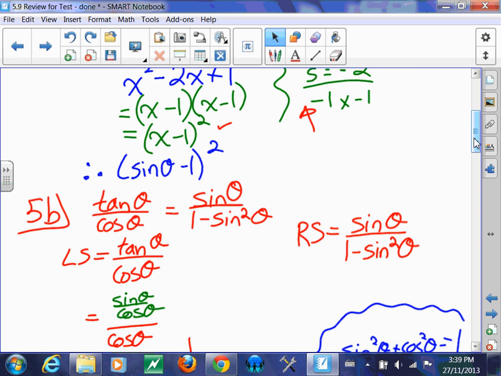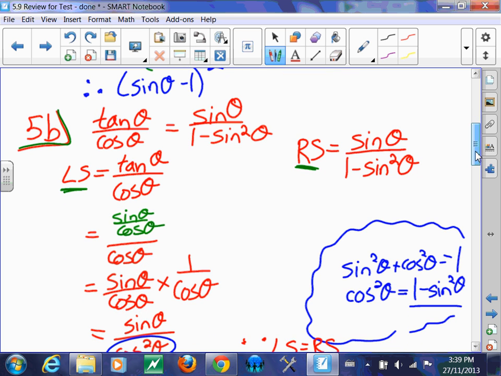Okay, taking a look at 4b, we actually have an equation. So we've got a left side equals a right side. So remember to break it down into its left side and its right side. Whenever I see tan theta, I'm going to sub it in right away. So in this case, I subbed in tan theta equals sine theta over cos theta. I left the denominator as it was. And remember, when you've got a fraction dividing by a fraction, you invert and multiply.